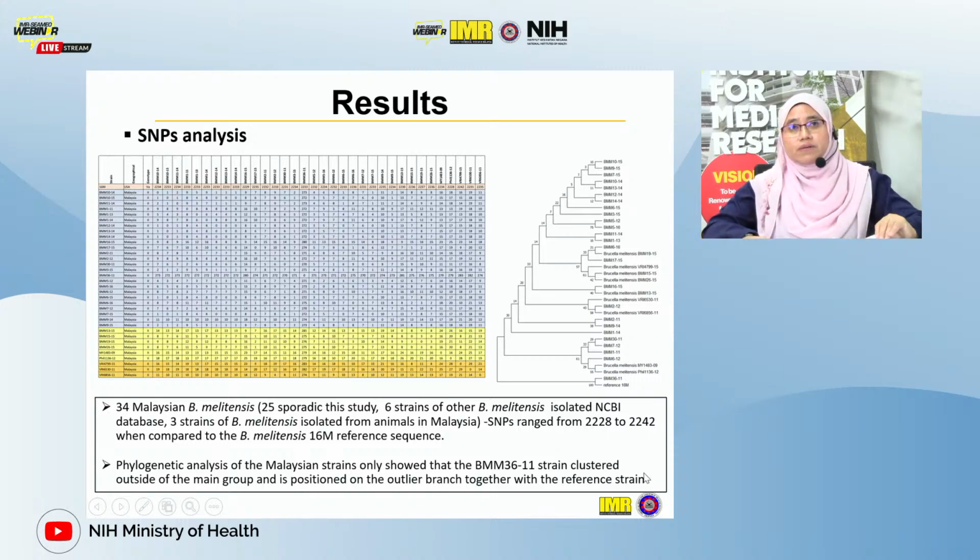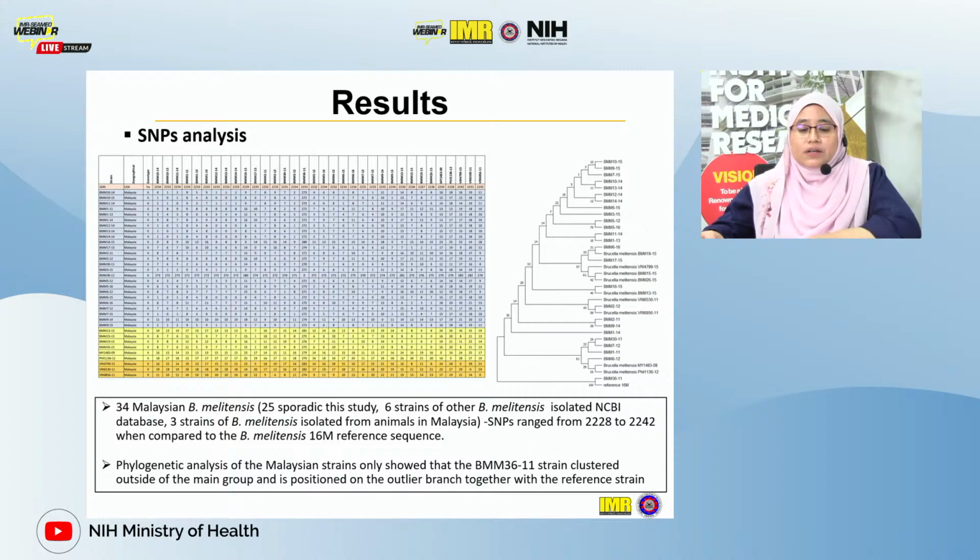So this is the SNP table. It shows the SNP matrix number among the 34 Malaysian strains. Based on the previous phylogenetic tree slides that we shared, it can be observed that the gene sequences among the Malaysian Brucella melitensis strains are highly conserved. These 34 Malaysian strains of Brucella melitensis have SNP numbers ranging from 2,228 to 2,242 when compared to the reference genome Brucella melitensis 16M.